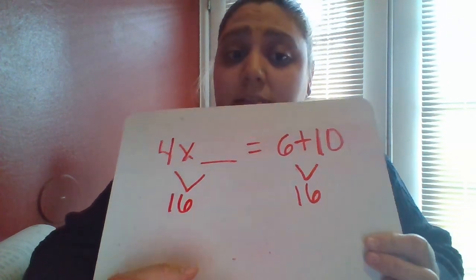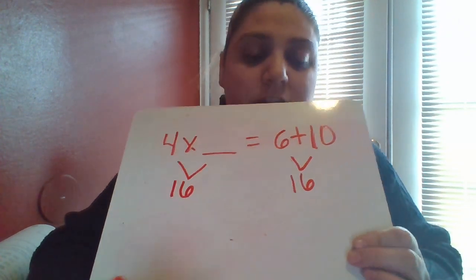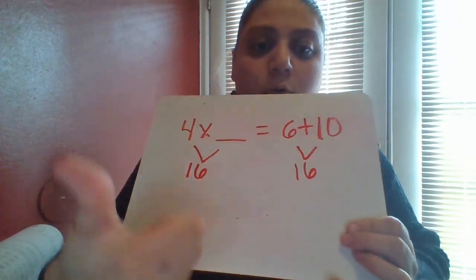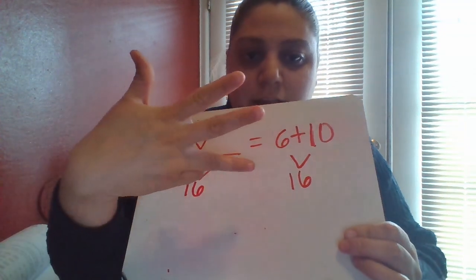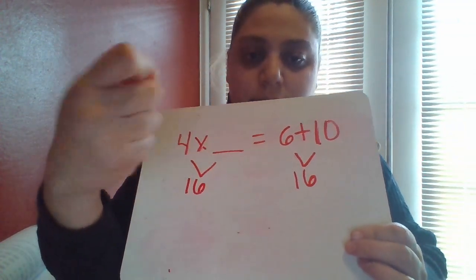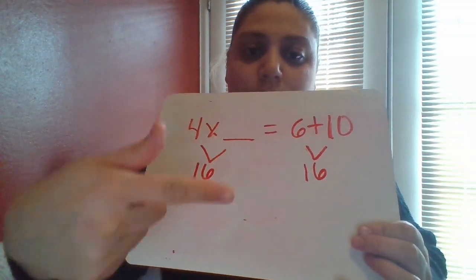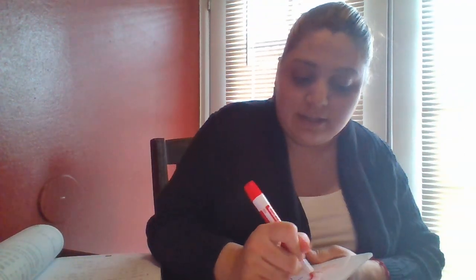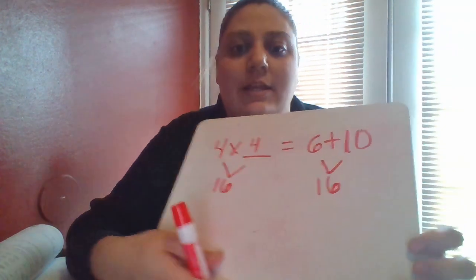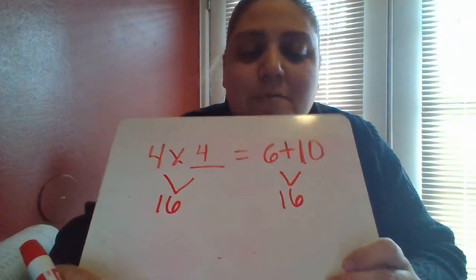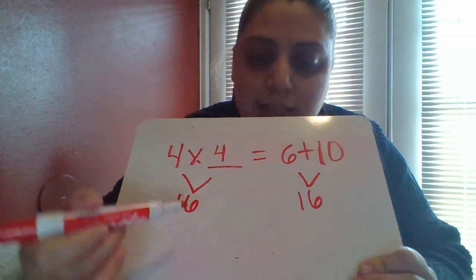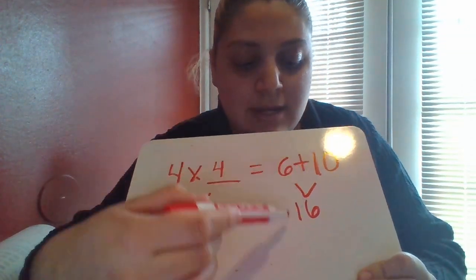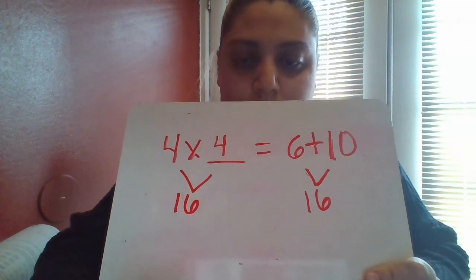So then you can start skip counting. If you don't know your multiplication facts, you can say, okay, 4, 8, 12, 16. Okay, so that means I counted 4 times. So that's 4 times 4 would be 16. Or if you already know your multiplication facts, you can just say, oh, 4 times 4, that's 16. Okay, then that would make this statement true. That means 4 times 4 equals 16, and that also means 6 plus 10 is 16.